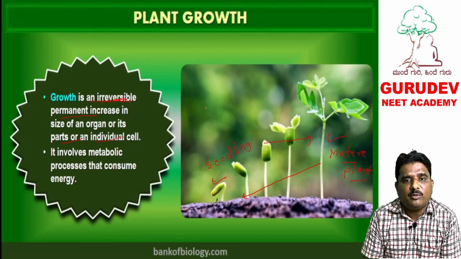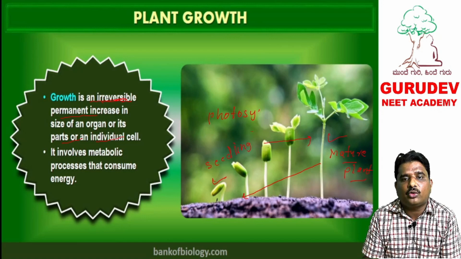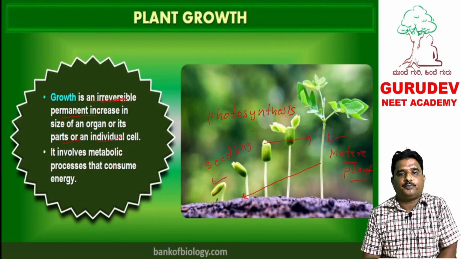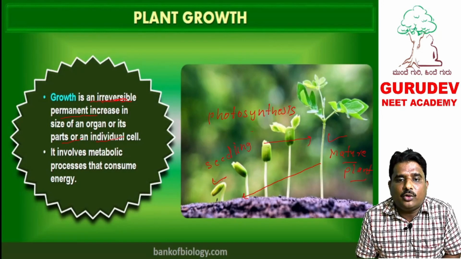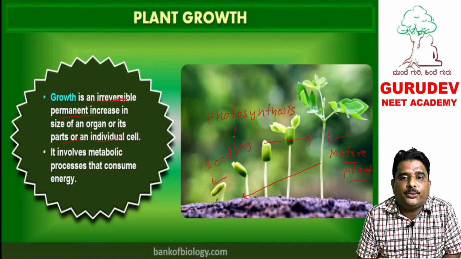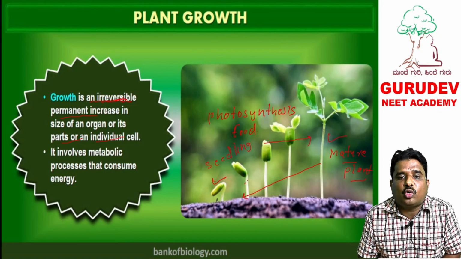So it involves metabolic processes. Which metabolic process is involved in growth? For example, photosynthesis is an essential metabolic process required for growth. Without photosynthesis, plant growth never happens. By photosynthesis, the plant produces food, and the plant utilizes that food for its own growth. After utilizing the food, the plant becomes mature.